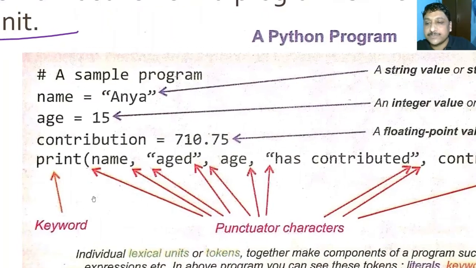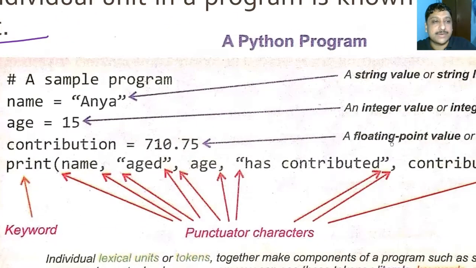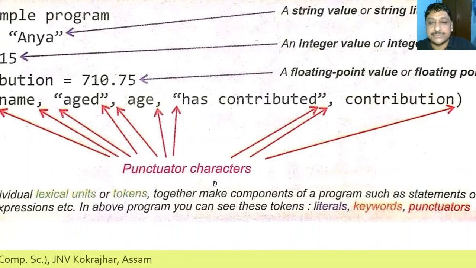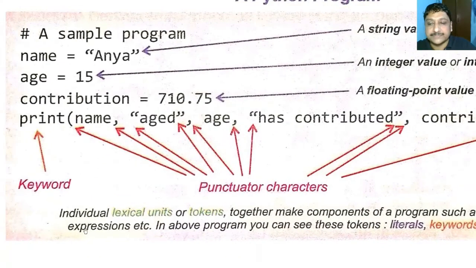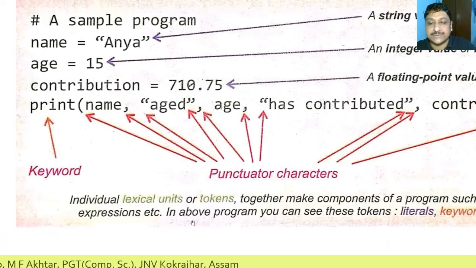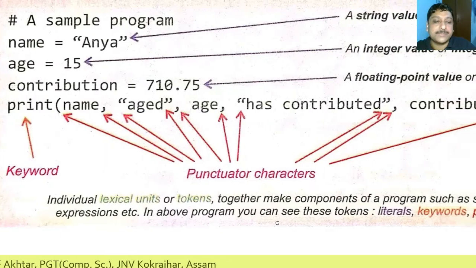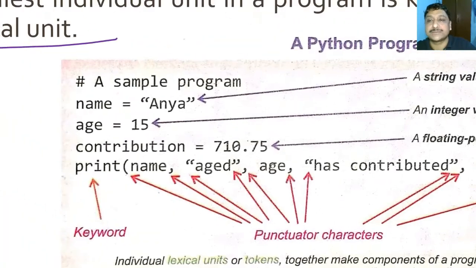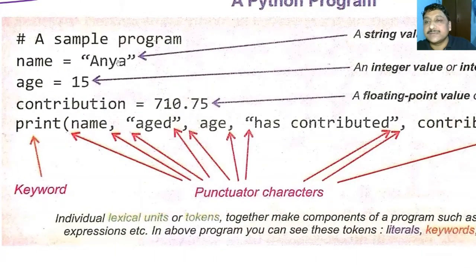See, some tokens are known as keywords, some are known as literals, some are known as punctuator characters. Individual lexical units or tokens together make components of a program, such as statements, expressions, etc. In the above program you can see these tokens: literals, keywords, and punctuators. These are the literals. Within double quotation marks, a string is given.